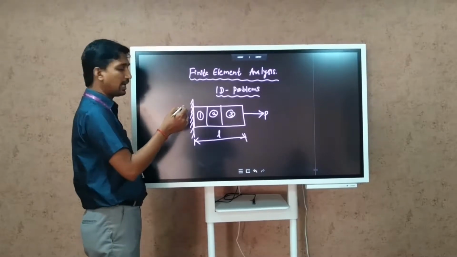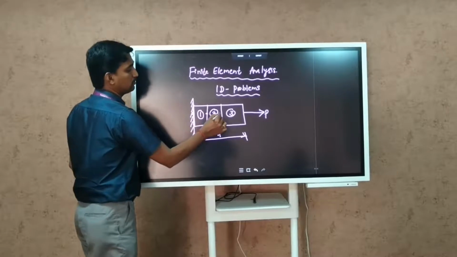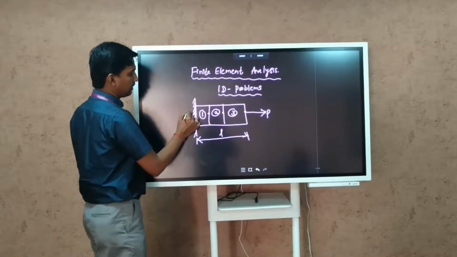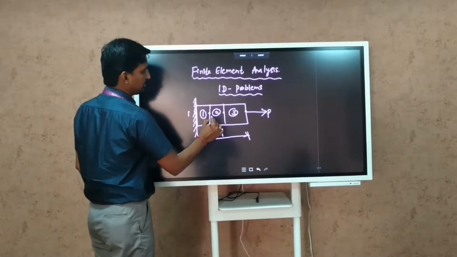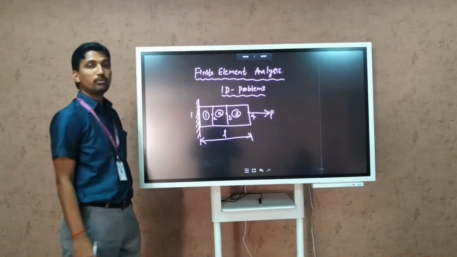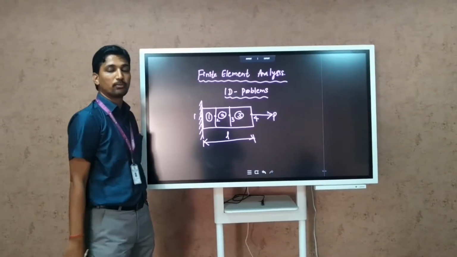Each element will have 2 nodal points. This is nodal point 1, this is nodal point 2, this is nodal point 3, then this point is 4. Now I write the number 1 over here, number 2 over here, number 3 over here, then the number 4 over here. Automatically, this structure has been provided with 4 nodal points.